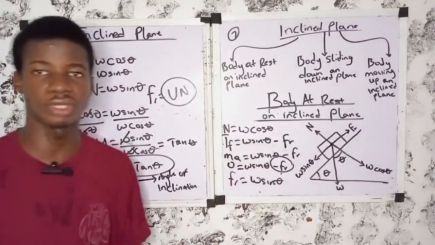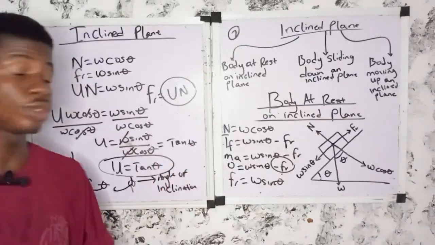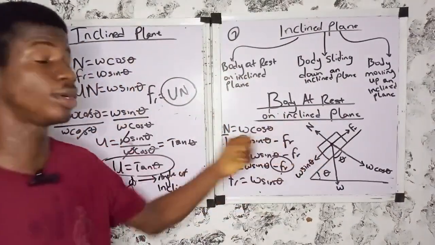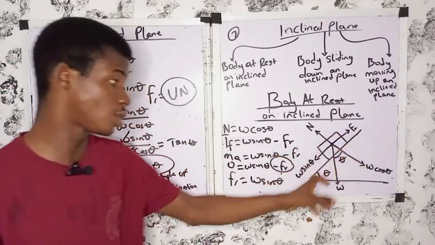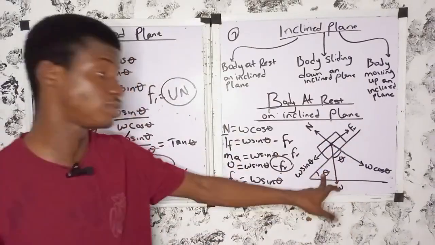These are the important things you need to take note of: the fact that N is equal to W cos theta, and the frictional force is equal to W sin theta. Then the angle here is the same as the angle here.